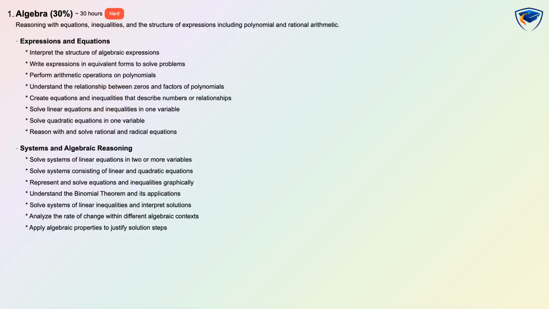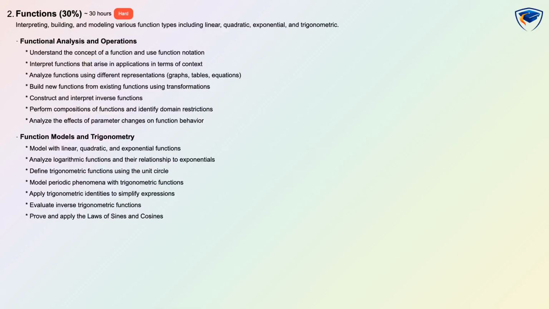Systems and algebraic reasoning add solving systems of linear and mixed equations, graphical representations, the binomial theorem, and justifying steps with algebraic properties. Functions also accounts for 30%, is hard, and recommends 30 hours of preparation.